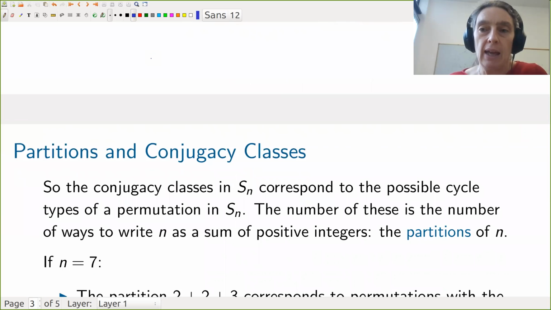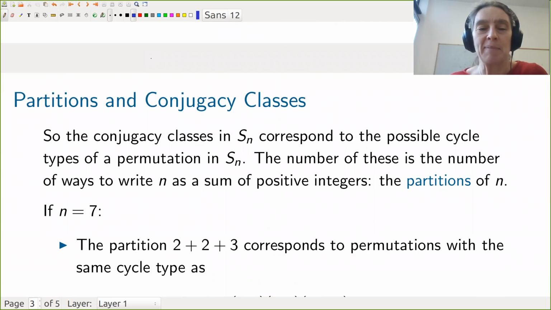Okay, so this is quite a nice thing because it relates conjugacy classes in symmetric groups to certain themes from number theory, including the concept of partitions of an integer. So the conjugacy classes in Sn correspond to the possible cycle types of a permutation in Sn. For example, if we're in S7, you could have a cycle type that has a 2-cycle and a 5-cycle. You could have a cycle type that has a 1-cycle, a fixed point, and a 6-cycle. You could have a cycle type that has a 3-cycle and a 4-cycle.